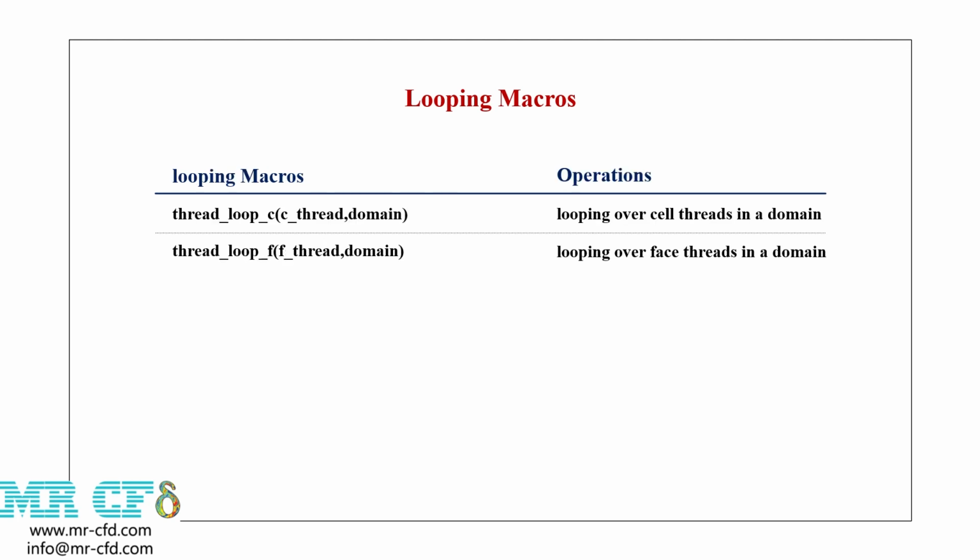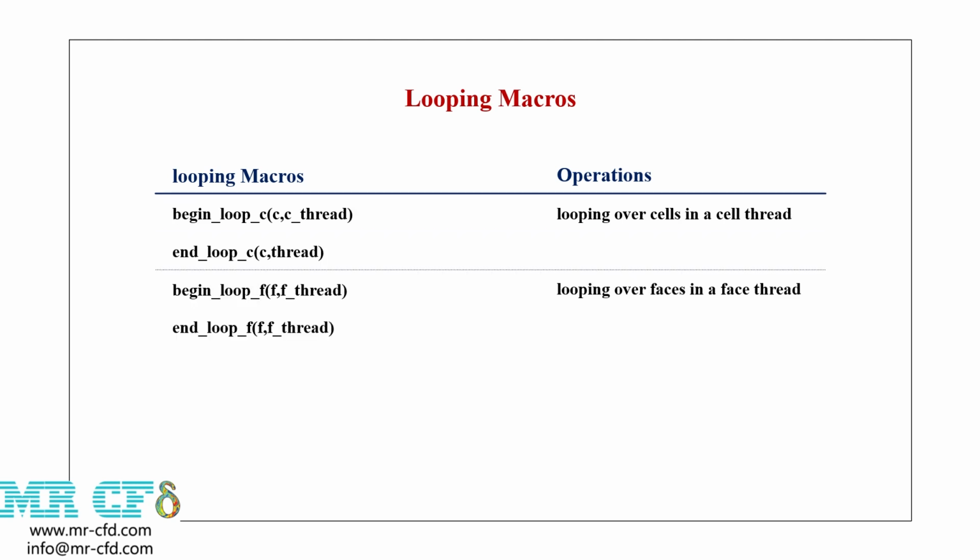Now we will discuss different types of loops. thread_loop_c is used when the user intends to execute a computational loop over all cell threads in a specific computational domain. Similarly, thread_loop_f is used when the user intends to execute a computational loop over all face threads in a specific computational domain. These macros consist of 2 arguments. The first argument refers to the face or cell thread that the loop is to be executed on. The second one refers to the computational domain in which the face or cell threads are located.